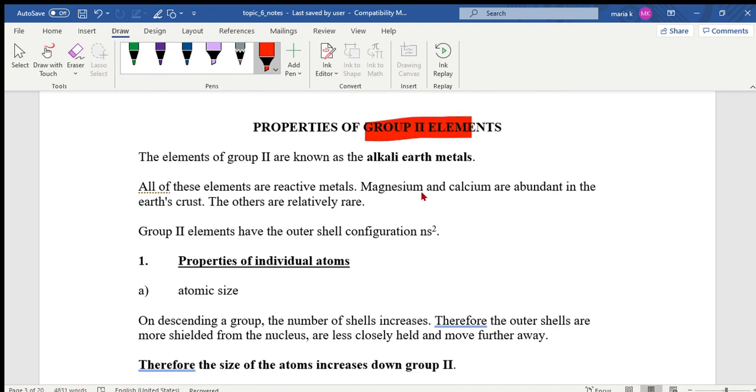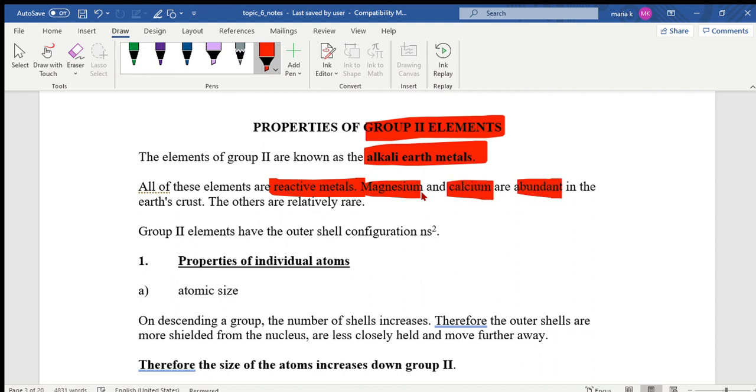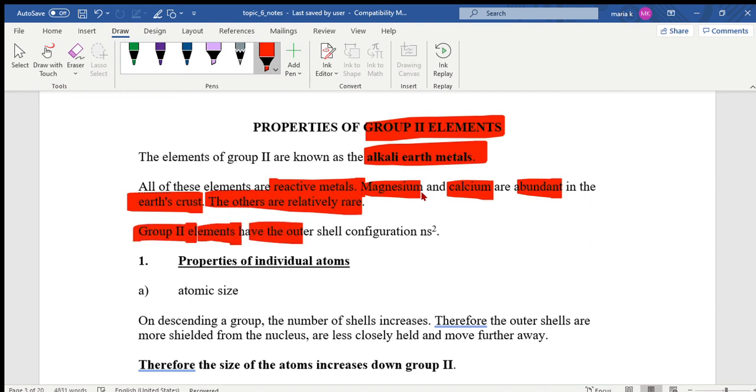Properties of group 2 metals. This is very nice. Now obviously they are called alkaline earth metals, and they are all reactive metals. Magnesium and calcium are abundant in the Earth's crust. The others are relatively rare. Group 2 elements have the outer shell configuration of these.